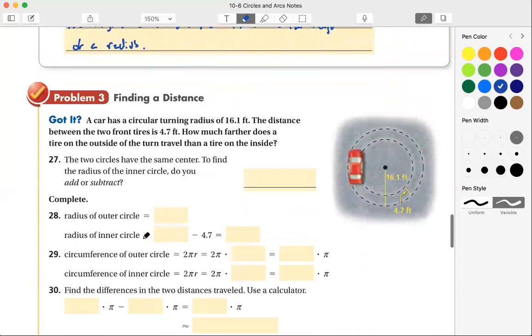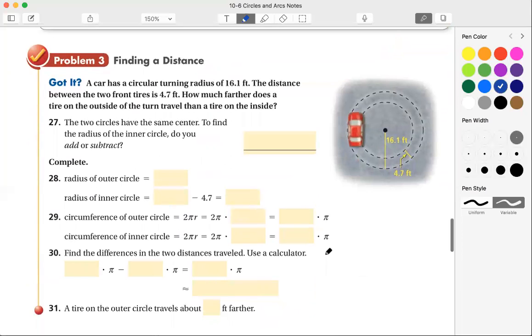Okay. So a car has a circular turning radius of 16.1 feet. The distance between the 2 front tires is 4.7 feet. How much farther does the tire on the outside of the turn travel than the tire on the inside? So the 2 circles have the same center. So to find the radius of the inner circle, we add or subtract. We are going to subtract.